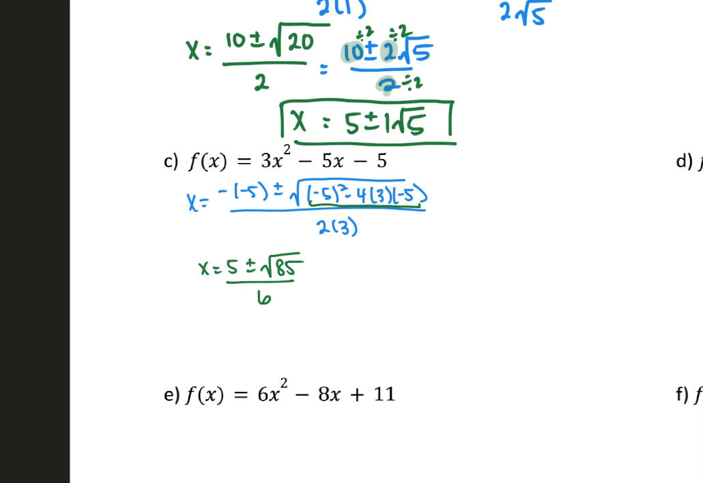And since there are no perfect square factors of 85, that means we can't simplify square root of 85, so this is actually going to be our answer. We have 5 plus the square root of 85 over 6 and 5 minus the square root of 85 over 6.